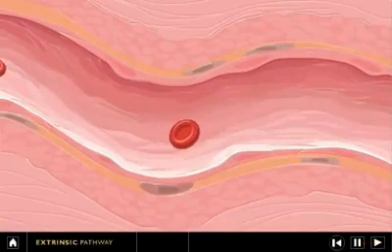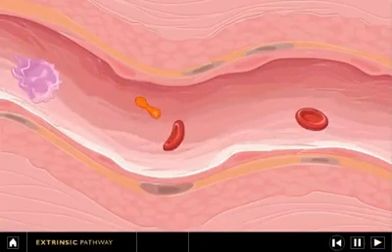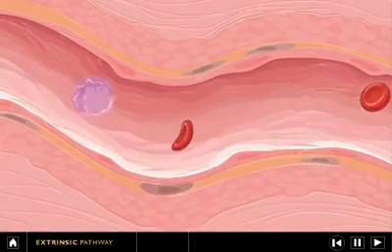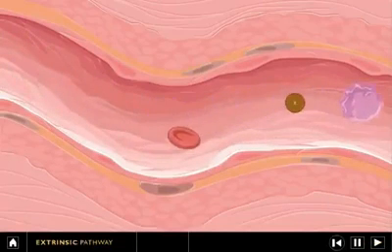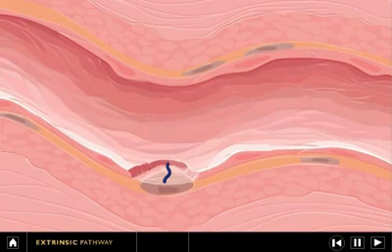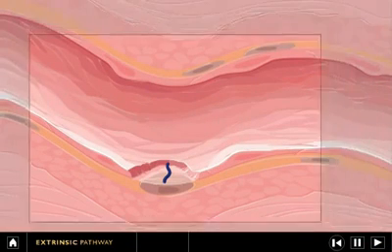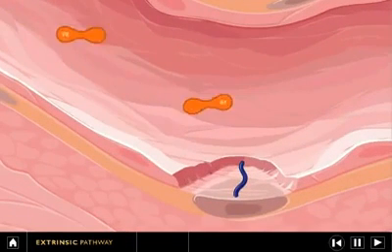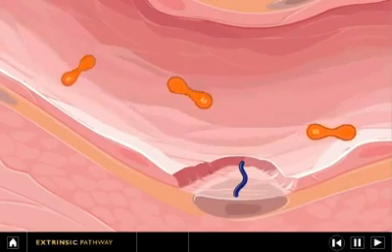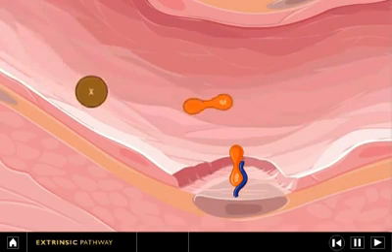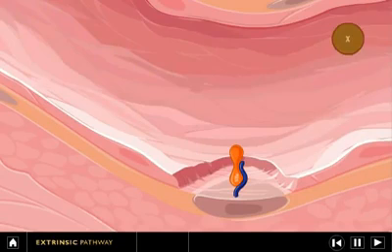Unlike the intrinsic system, the extrinsic system, as its name suggests, requires components extrinsic to the blood to initiate the coagulation cascade. Disruption of the endothelium exposes the subendothelium, which expresses tissue factor on its cell surface. Tissue factor is depicted as a serpentine tubular structure. Once tissue factor is exposed to the blood, circulating factor VII binds to it and forms a tissue factor-factor VII complex, which promotes the autoactivation of factor VII to factor VIIa.